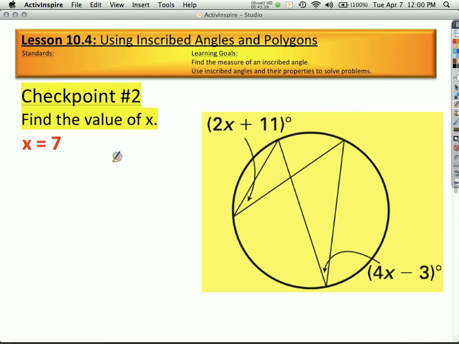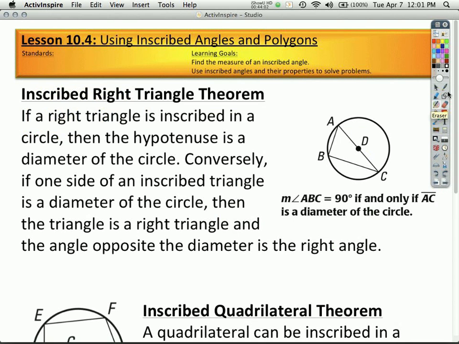So we went from a task that took a little more time, a little more involved, and then I put it down into a simpler task. But it was all about the relationship. These 2 angles are both intercepting the same arc, which means the 2 angles are congruent to each other. Give me a thumbs up if you got that correct. Good. Concern? Okay.